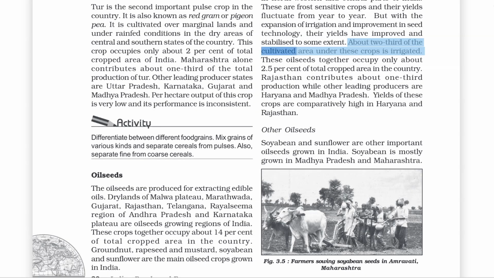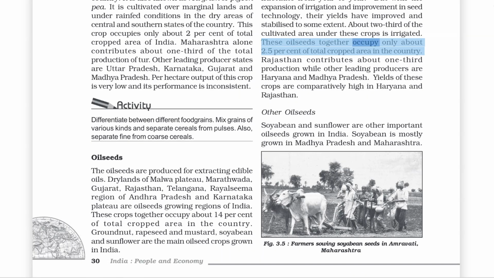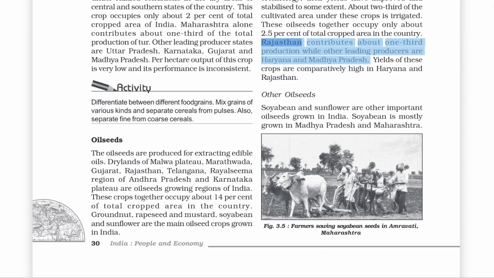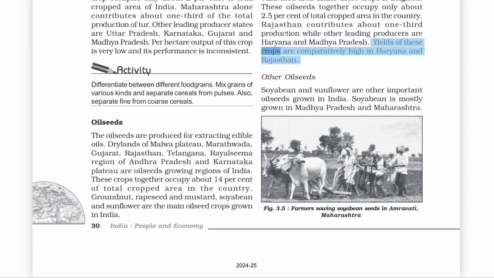About 2/3 of the cultivated area under these crops is irrigated. These oilseeds together occupy only about 2.5% of total cropped area in the country. Rajasthan contributes about 1/3 production, while other leading producers are Haryana and Madhya Pradesh. Yields of these crops are comparatively high in Haryana and Rajasthan.